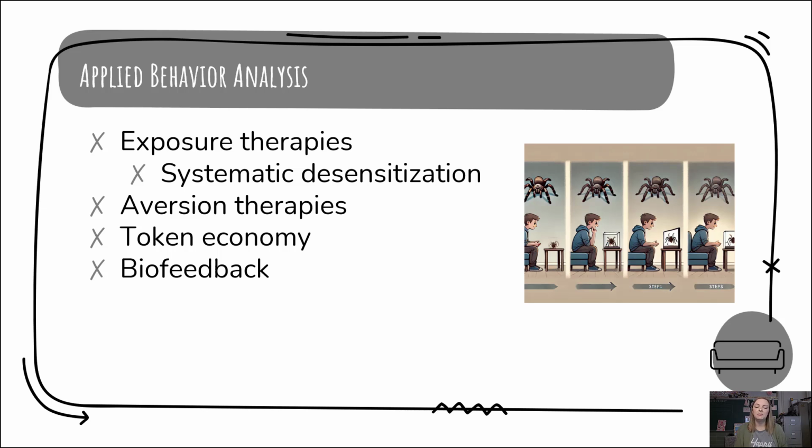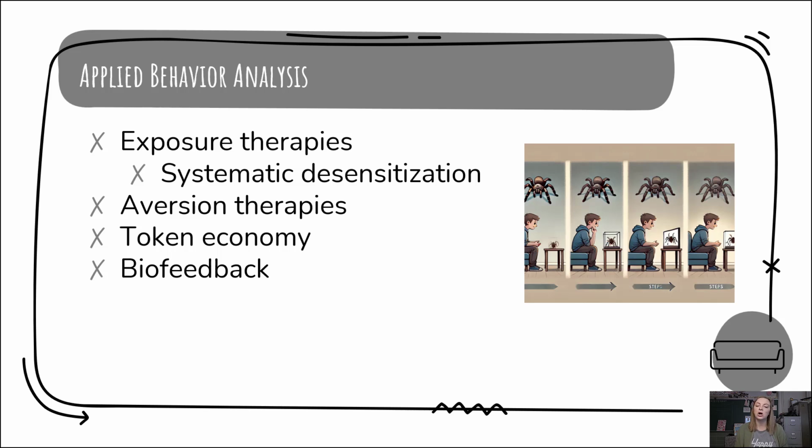Another type of therapy in the behaviorist approach is aversion therapy. This is where we pair an unwanted behavior with an unpleasant stimulus to reduce the behavior. It's based on classical conditioning principles where the goal is to create a negative association with the behavior. For example, in treating alcoholism, a drug that causes nausea when combined with alcohol may be used. The unpleasant physical reaction helps create a negative association with drinking, reducing the likelihood of the behavior.